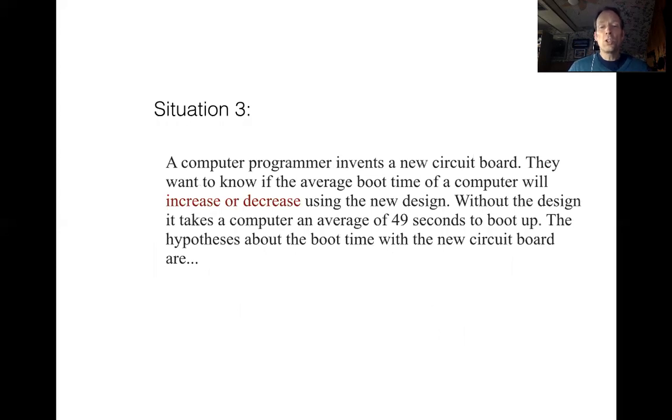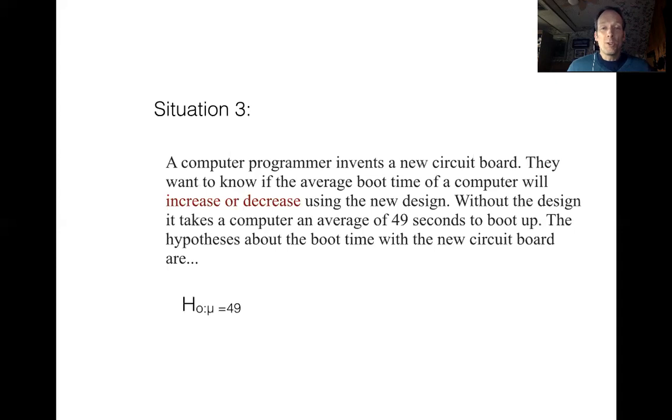Okay, so it looks like in this case, somebody has invented a new circuit board for a computer. And they're trying to figure out what's going to happen when they turn this thing on and make it work. Is it going to take a longer or shorter amount of time for the computer to boot up? For our H0, we're just going to follow the pattern that we've been seeing. We're going to take our average and just set the mu equal to that population average.